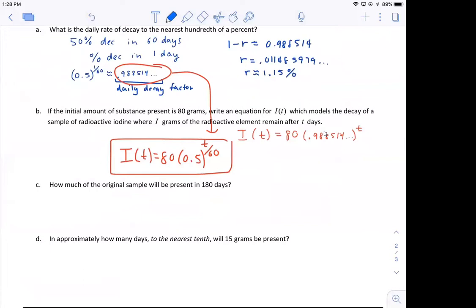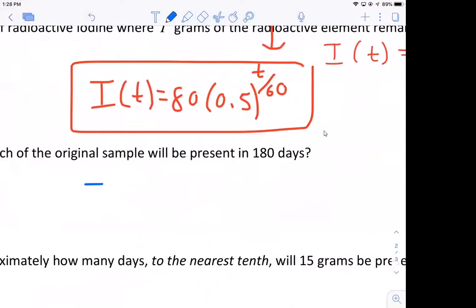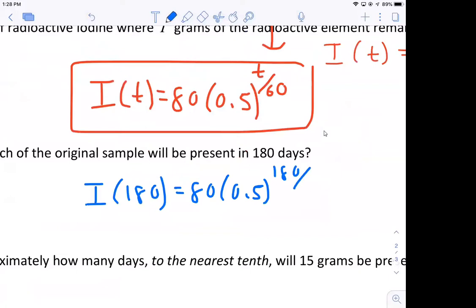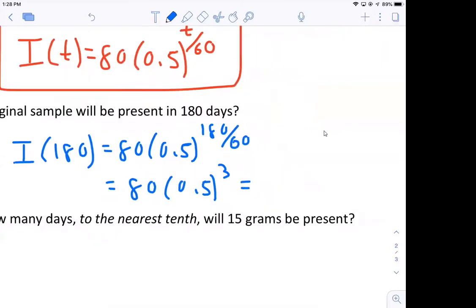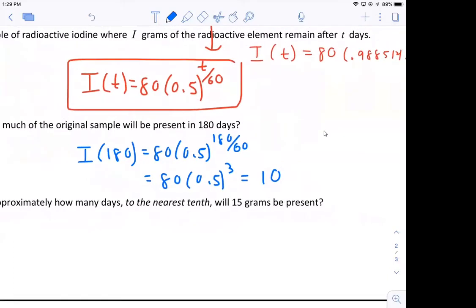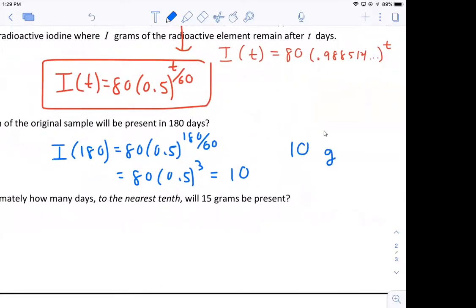And once we have this, how much of the original sample will be present in 180 days? Well, we can plug in I of 180 equals 80 times 0.5 to the 180/60. And 180/60 is 3. So that's just 80 times 0.5 to the third power. If we're halving 80 three times, it goes 80, 40, 20, 10. That's 10. So we're going to have 10 grams left over after 180 days.